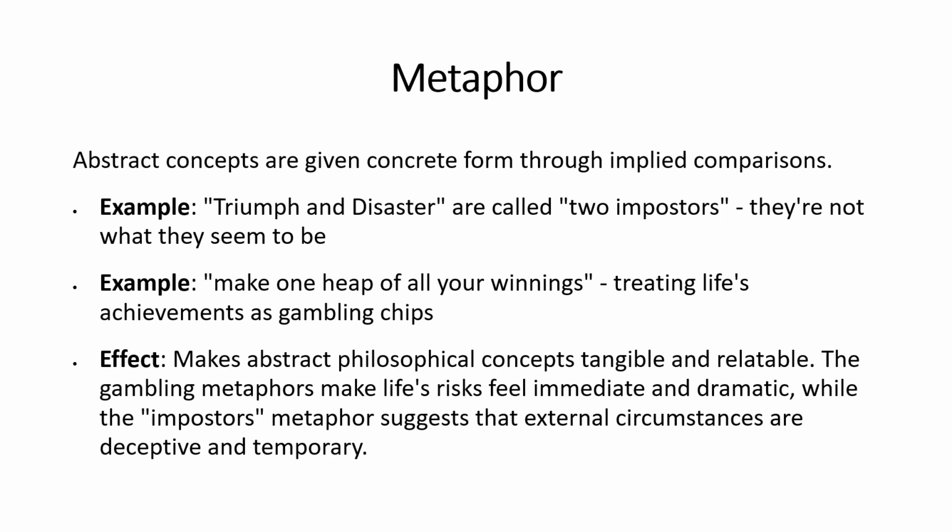Here are the two imposters, triumph and disaster. According to Kipling, they are things that can cheat you and deceive you. So you have to be circumspect and careful. That is why this particular metaphor makes a very big effect on you. These two imposters, or the metaphor, suggest that external circumstances are deceptive, can cheat you, or are temporary. So we should not get controlled by these external circumstances.